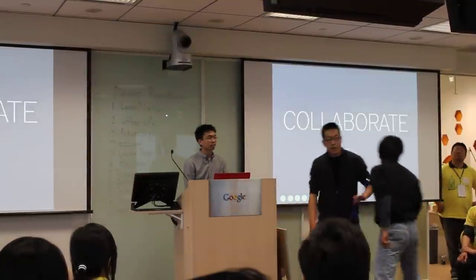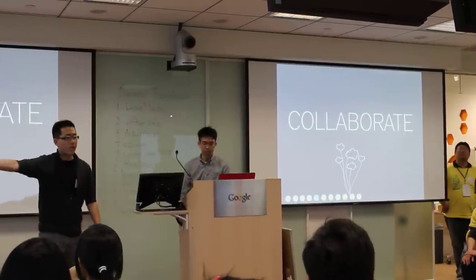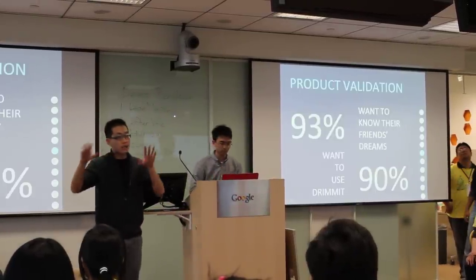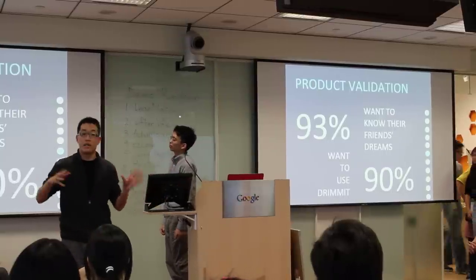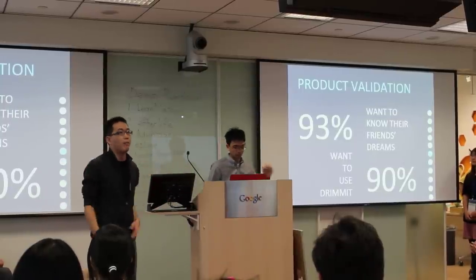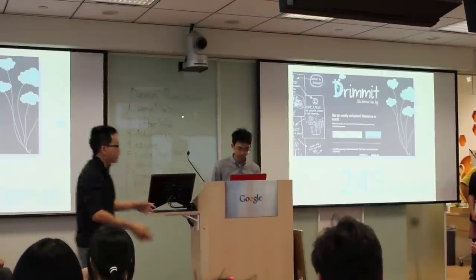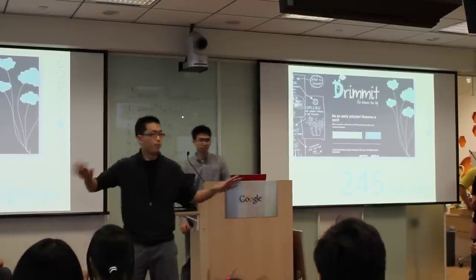Thank you, Pandy. Okay, so now about product validation. Out of the 216 surveys we did, and we got responses not just from Taiwan, 93% of them said they would want to know what their friends' dreams are. And another 90% of them said they would use Drimmit.com. And now, the landing page. Just this weekend, we've already had 245 signups.